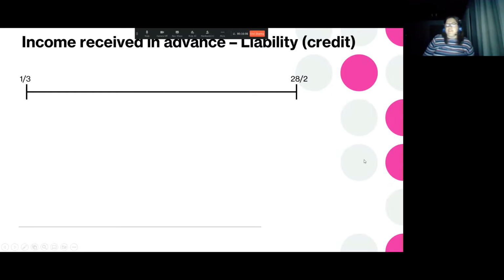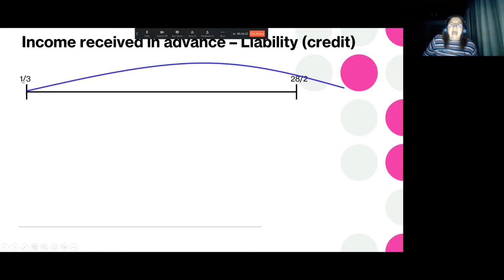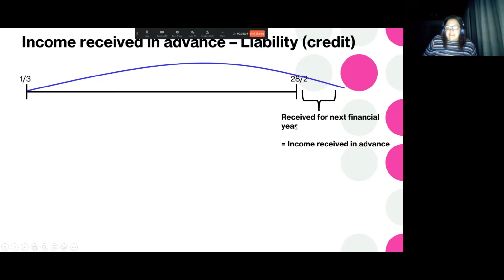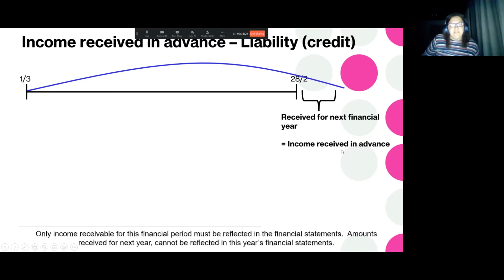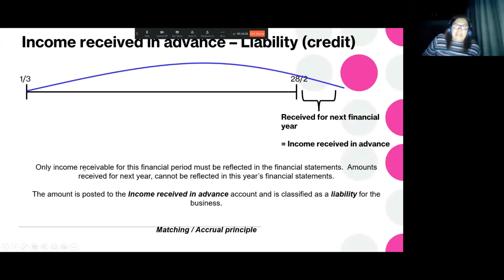Then income received in advance, it's a liability, it credits. So here's my financial year again, and I've received too much. I've received for next financial year as well. So I can see I've received for next financial year, therefore I have an income received in advance. So only income receivable for the financial period must reflect. So only for this 12 months of the financial year is allowed to reflect in my income statement.